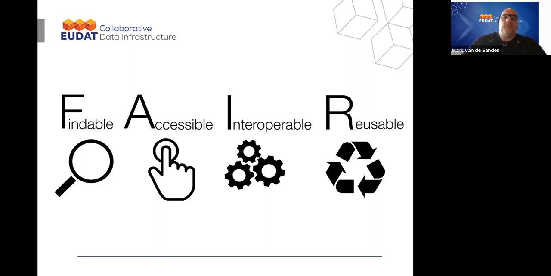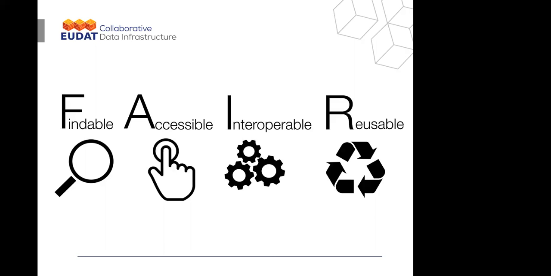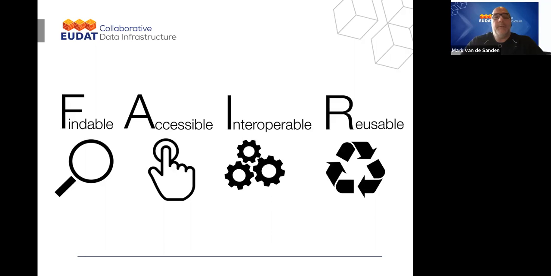And FAIR is then also implemented through different services. For example, for findability, you can make data discoverable via the B2Find service, accessible via B2Share, B2Drop, B2Save. Interoperable is about how you want to implement metadata quality, which is then supported within B2Share. And reusable is if data is made accessible and easily discoverable, then automatically data is also made more reusable.